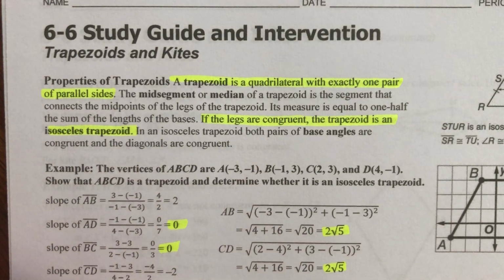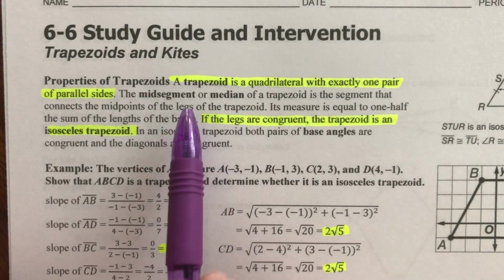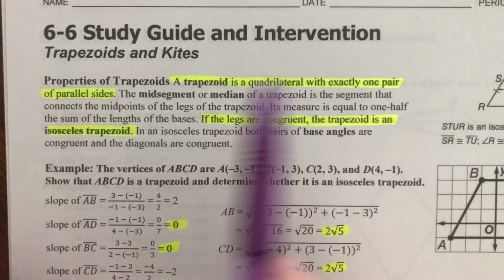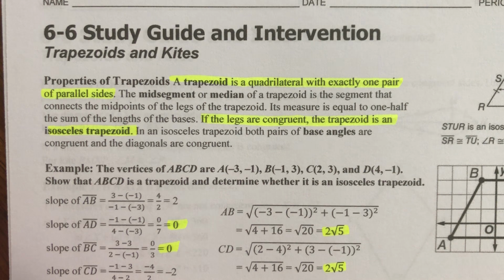All right, this is our last lesson of semester 1 in chapter 6, lesson 6-6. This is all about trapezoids and kites. In this video, part 1, we're going to focus on trapezoids, and in the next video, we're going to talk about kites. So a trapezoid is a four-sided shape, a quadrilateral, with exactly one pair of parallel sides.